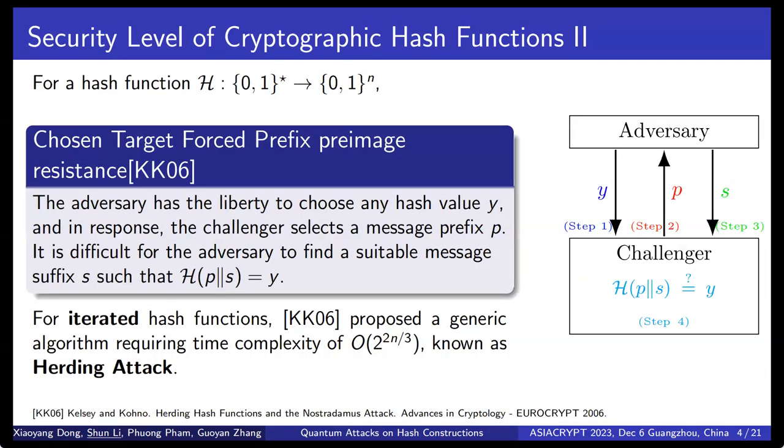There is another security level, which is called chosen target forced prefix pre-image resistance. The adversary has the liberty to choose any hash value y in step one, and in response, the challenger selects a message prefix p in step two. Then it's difficult for the adversary to find a suitable message suffix s, such that h(p concatenated with s) equals y. For iterative hash functions, Kelsey and Kohno proposed a generic algorithm requiring time complexity of 2^(2n/3), which is known as the herding attack.